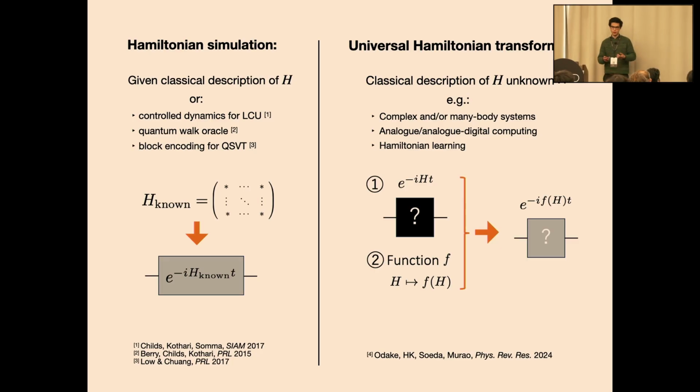And this could be useful, for example, in complex or many-body systems, where we're not able to characterize the full Hamiltonian. It could be useful in analog or analog-digital hybrid computation, or in the Hamiltonian learning tasks we've heard about already.